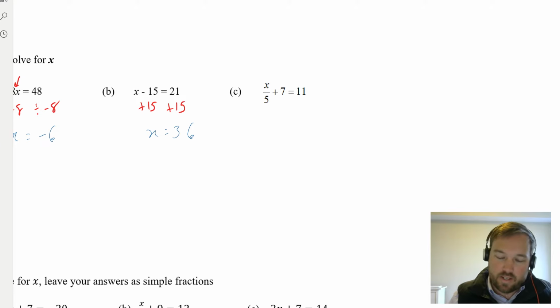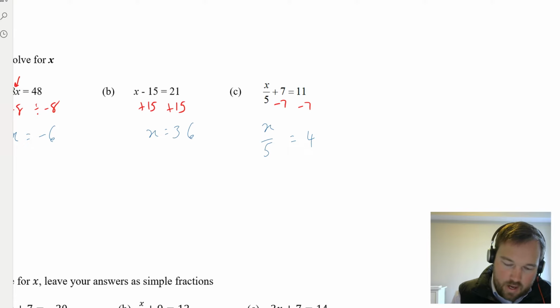So of these two layers, 7 looks like it's the outer wrapping layer, so that's the one we get rid of first. Minus 7, minus 7, leaving us with x on 5 equals 4. Now that on sign, remember, is a divide, so we undo it with a multiply. X equals 20.